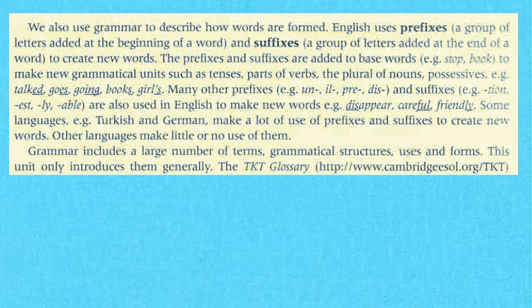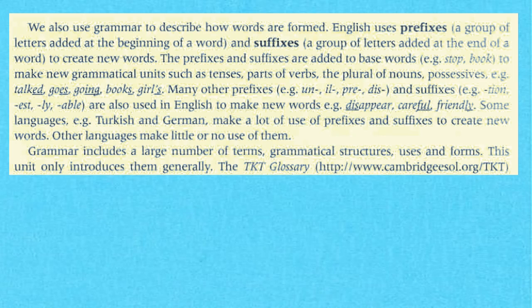We also use grammar to describe how words are formed. English uses prefixes, a group of letters added at the beginning of a word, and suffixes, a group of letters added at the end of a word, to create new words. The prefixes and suffixes are added to base words, for example stop, book, to make new grammatical units, such as tenses, parts of verbs, the plural of nouns, and possessives, for example talked, goes, going, books, girls.